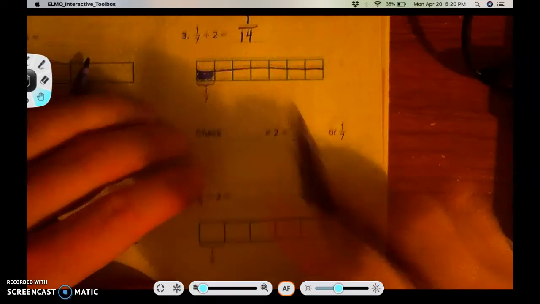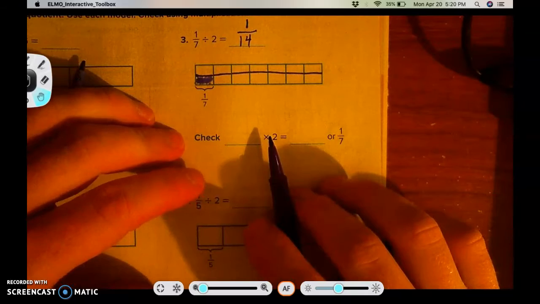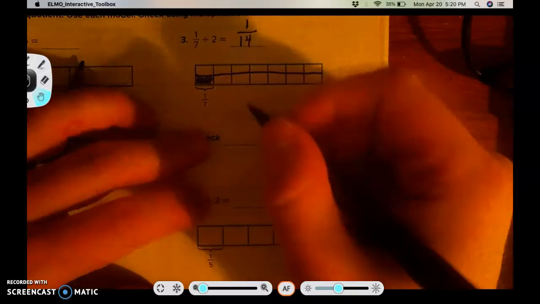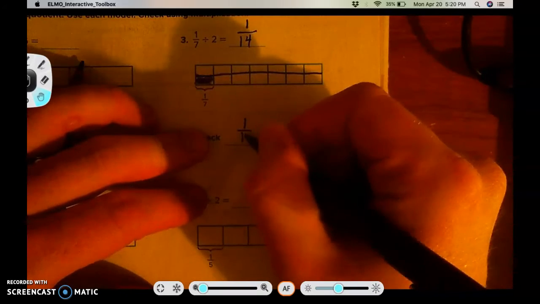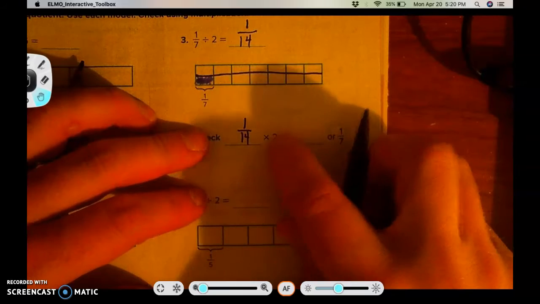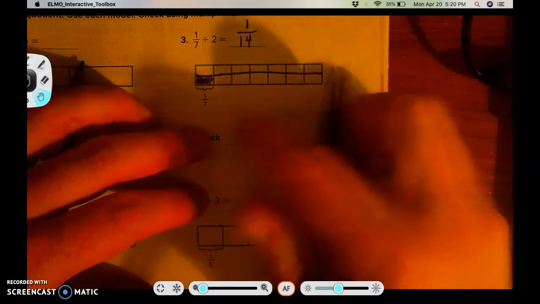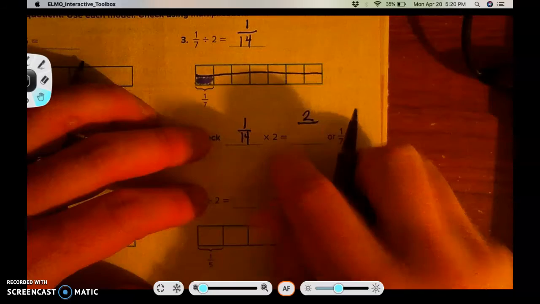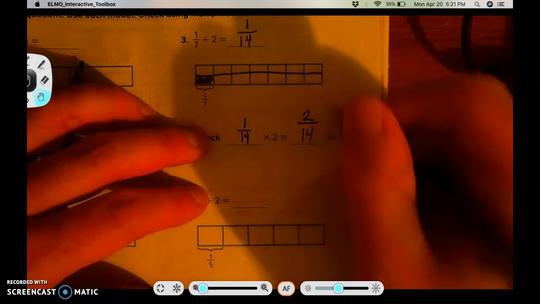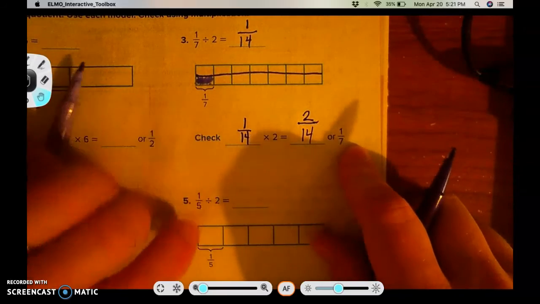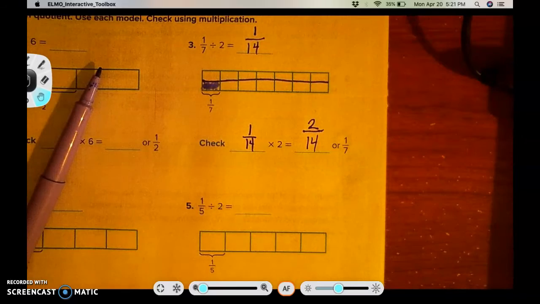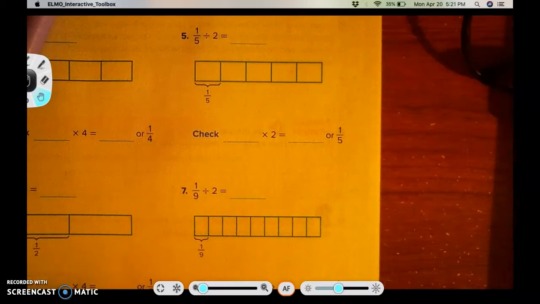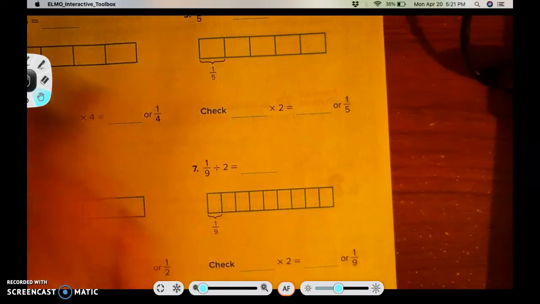Now, again, with division and multiplication, we can check it using the opposite. So I'm going to take my answer of 1/14th times 2, or I can say it's the same thing as 2 over 1. So 2 times 1 is 2. 1 times 14 is 14. And they simplified it back down to 1/7. So I know that it's the same. I'll do one more of those. I know it's a little more confusing when you divide a unit fraction by a whole number, so we'll try again.